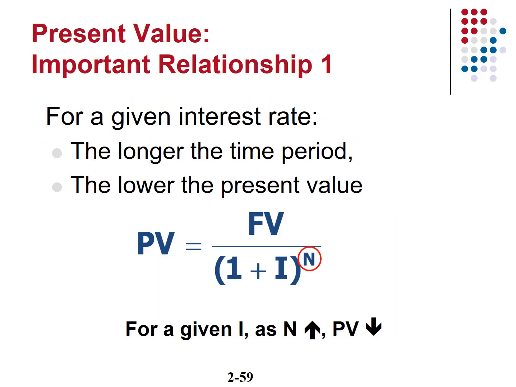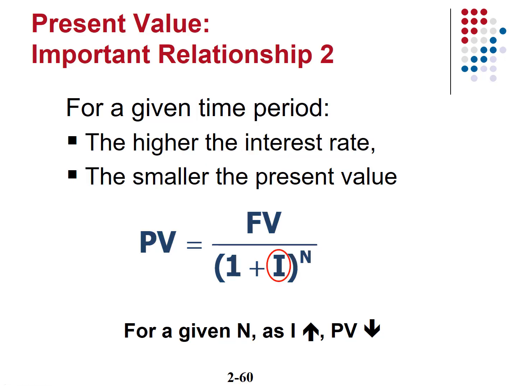Looking at the important relationships for present value. For a given interest rate, the longer the period, the lower the present value. The meaning, the greater n, the larger the denominator, the smaller the result. The further in the future a cash flow will be received, the less it's worth today. So the relationship between present value and n is indirect. As one increases, the other decreases.